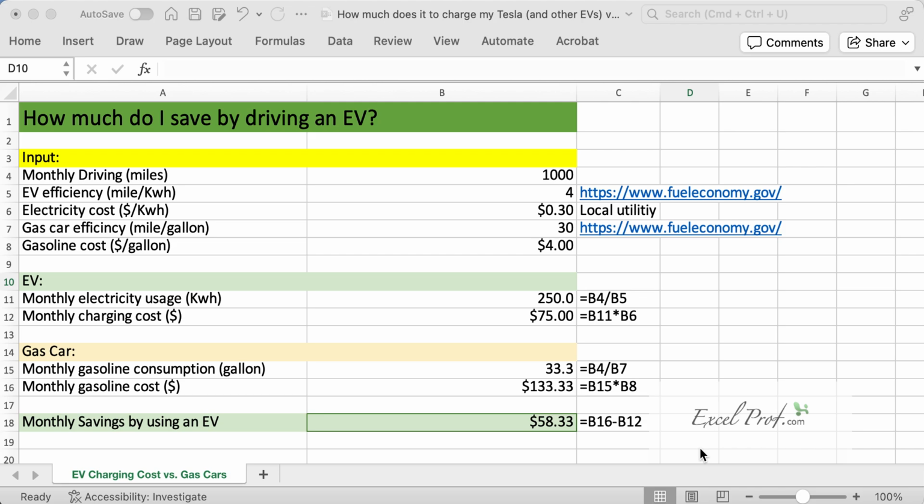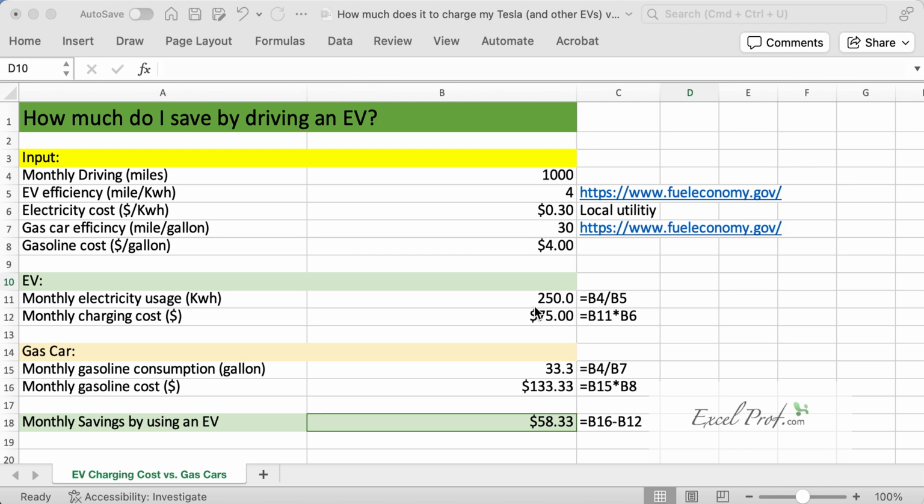Hi, this is the Excel Prof here, and today I want to talk about a relatively simple model calculating how much to spend by driving an EV and compare that against driving a regular gas car. Okay, so now to calculate, let's start with driving a gas car.